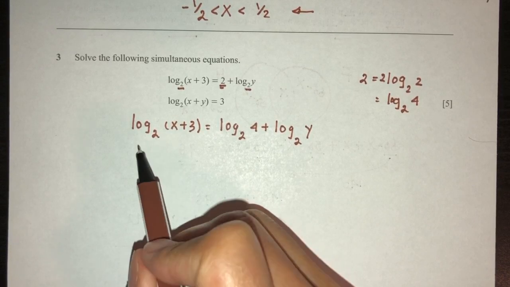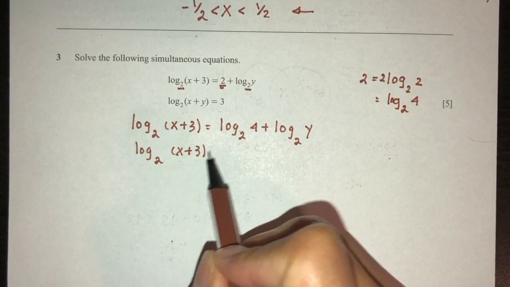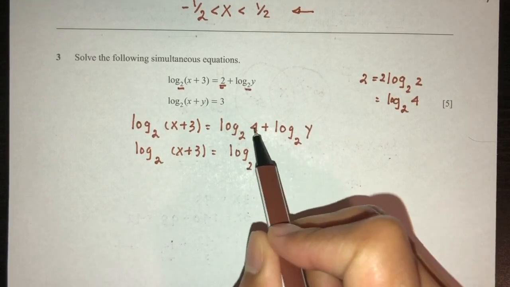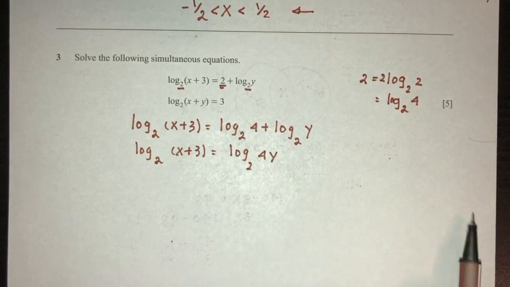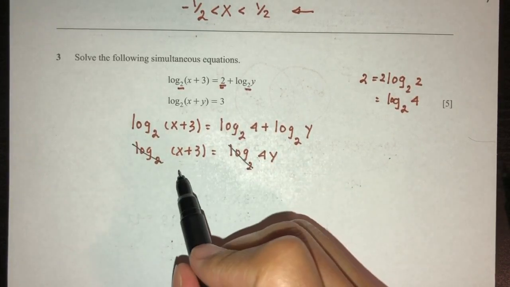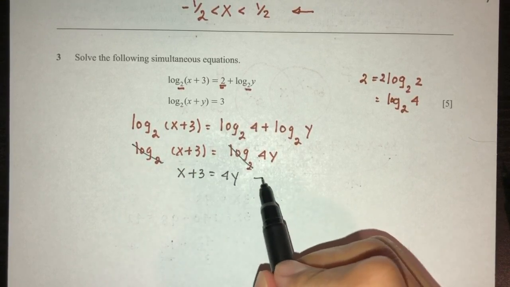Simplify. Here we have log base 2 of x plus 3. And if you combine them together, when you have plus, you can just multiply them. That becomes 4y. Next step, if you have these two go away, you will have x plus 3 equal to 4y. That's our first equation.